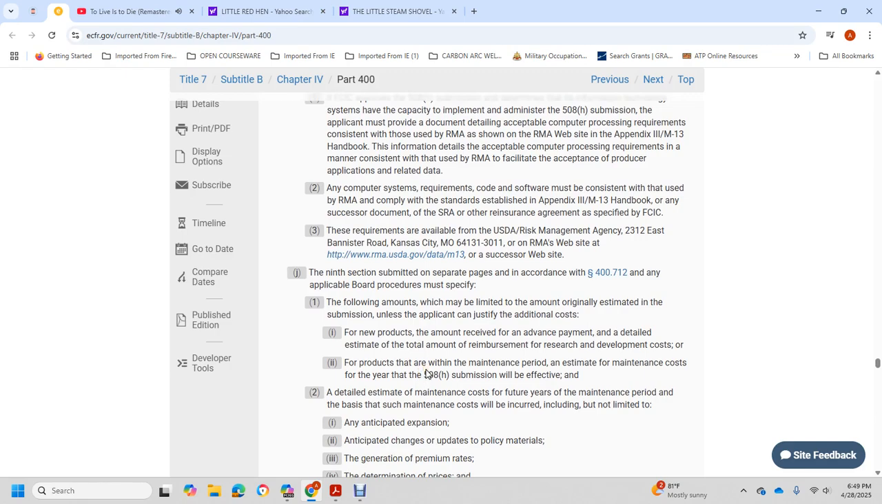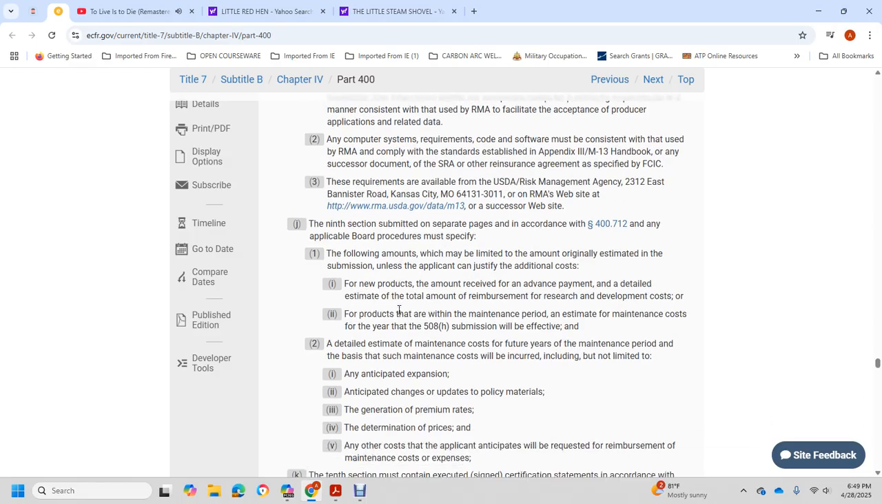For new product, the amount received in advance for the payment of the detail of the estimate of the total amount with the reimbursement of the breach of the development cost of the product, with the maintenance fee, with the estimate of the maintenance cost of the year within 508H submission will be effective.